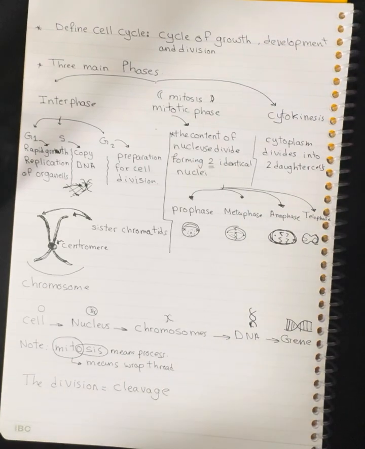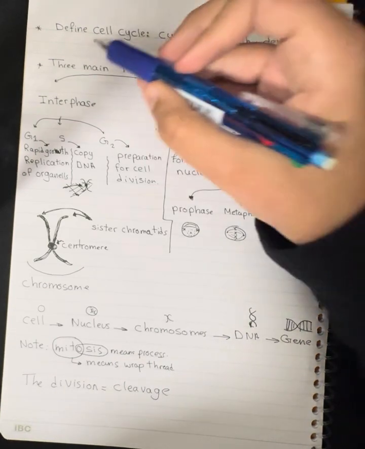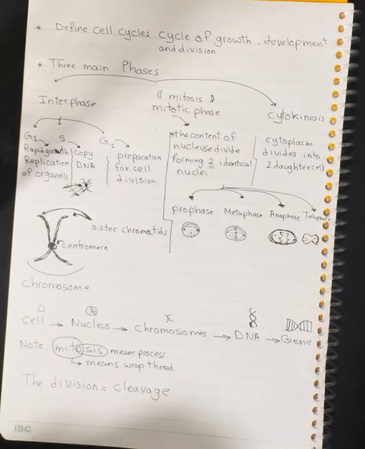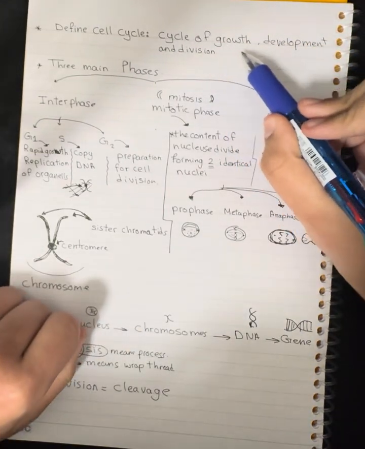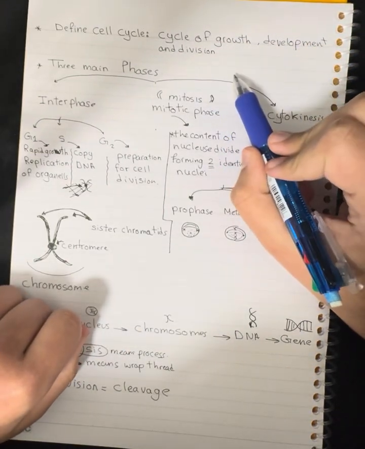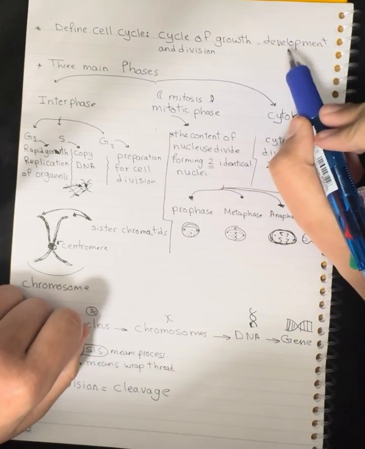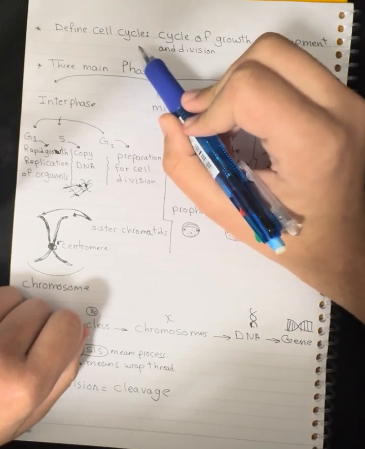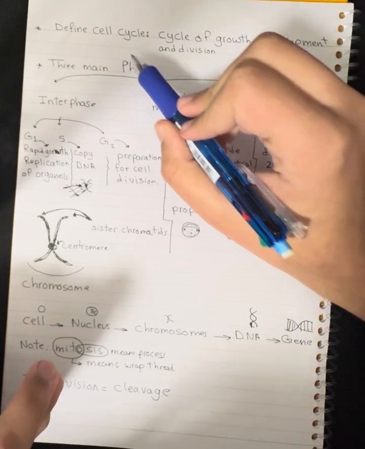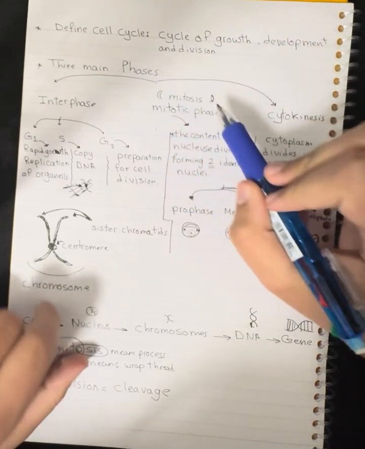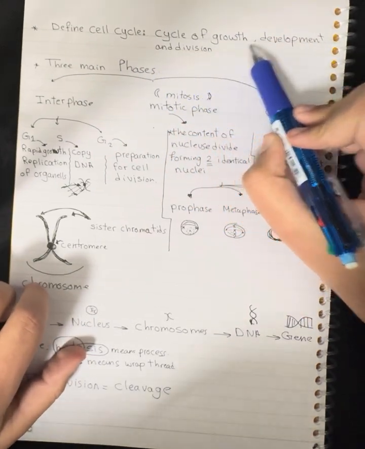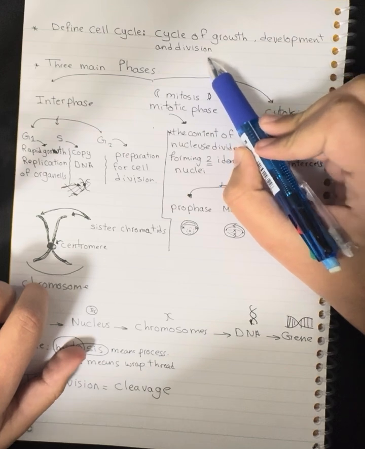Okay, so number one, let's first define the cell cycle. It is a cycle of growth, development and division. Every cell has to go through the cell cycle. Again, it's a cycle of growth, development and division.